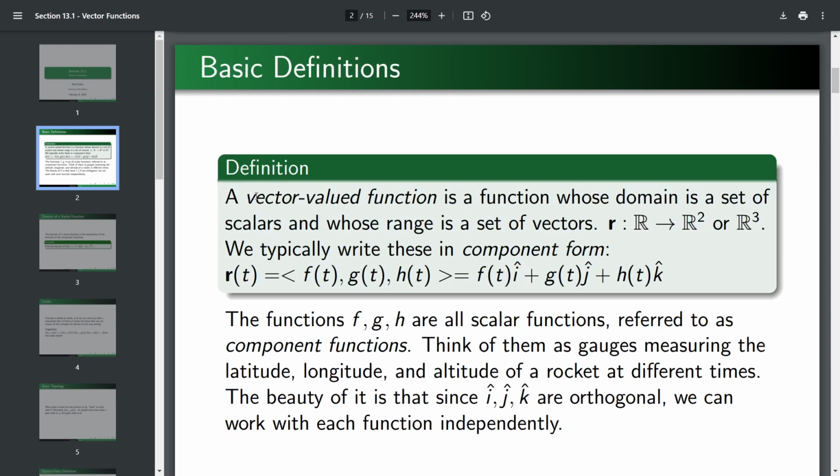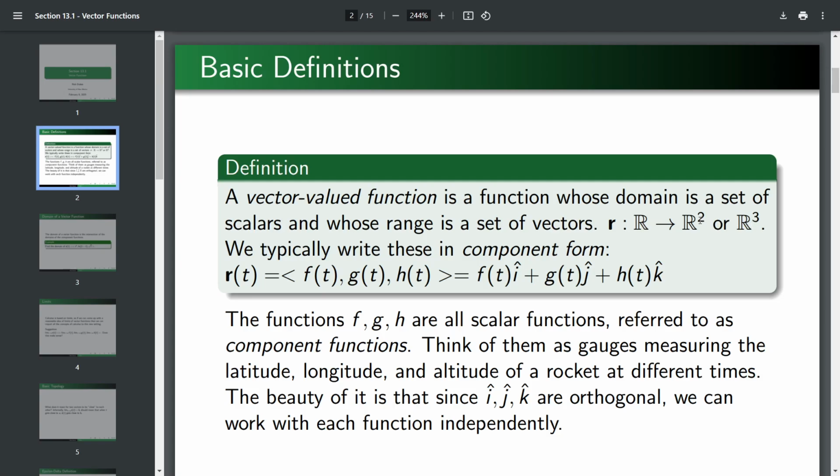The full term would be a vector valued function. So it's a function whose domain is scalars, but whose range is vectors. So we write it like this. Little r maps big R, the real numbers, into either R2 or R3. And again, in theory, this doesn't have to be 2 or 3. It could be any number.